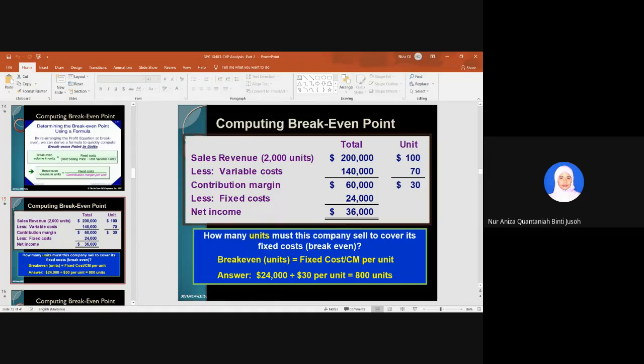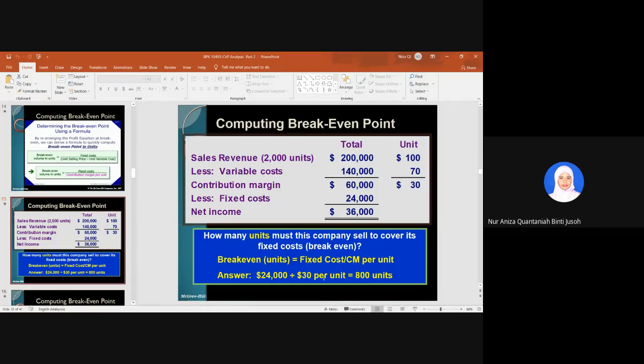The fixed cost is 24,000. How many units must this company sell to cover its fixed cost and break even? The question asks how many units, so you use the formula fixed cost over contribution margin per unit. The fixed cost is 24,000, divided by the contribution margin per unit, 30 ringgit. So you will get 800 units.